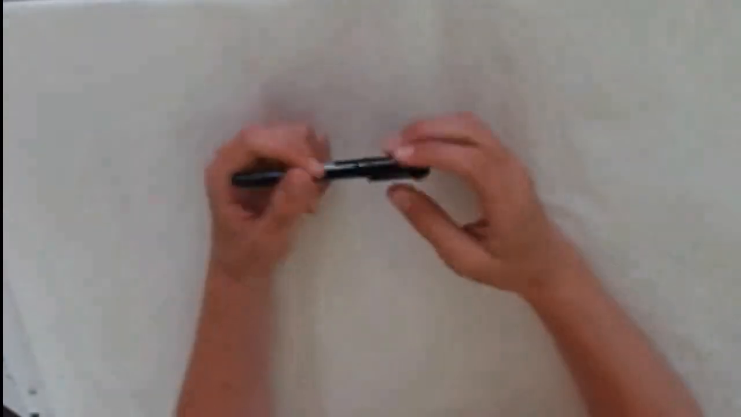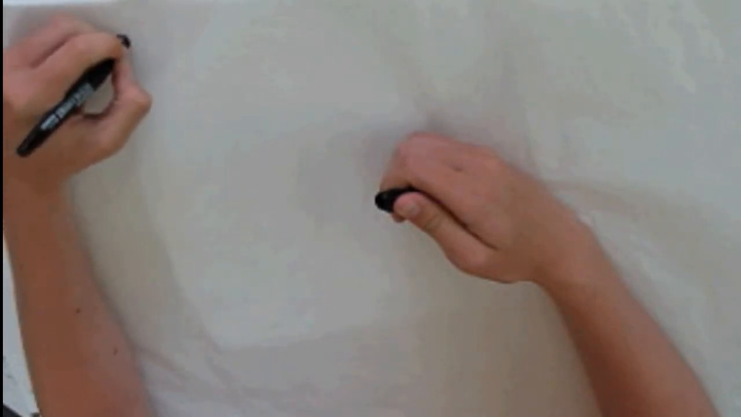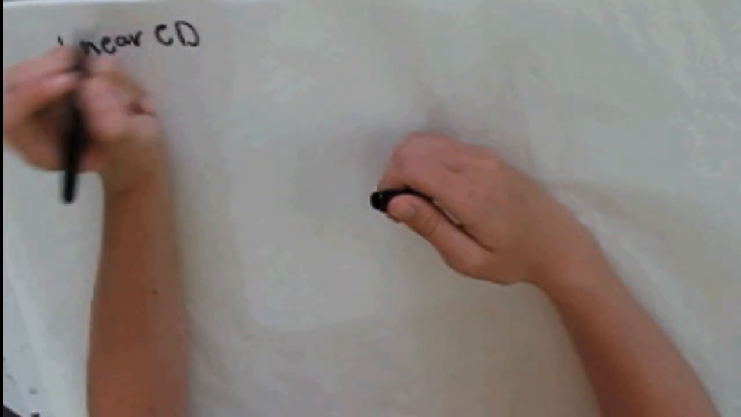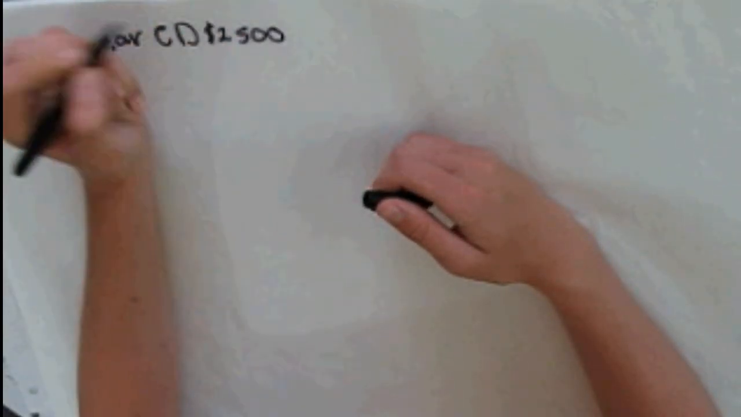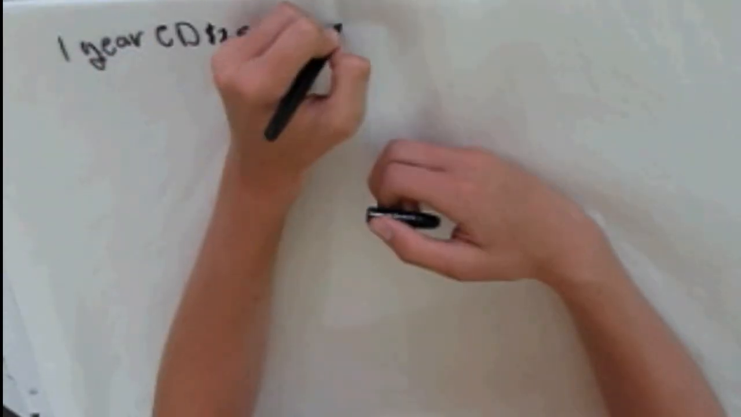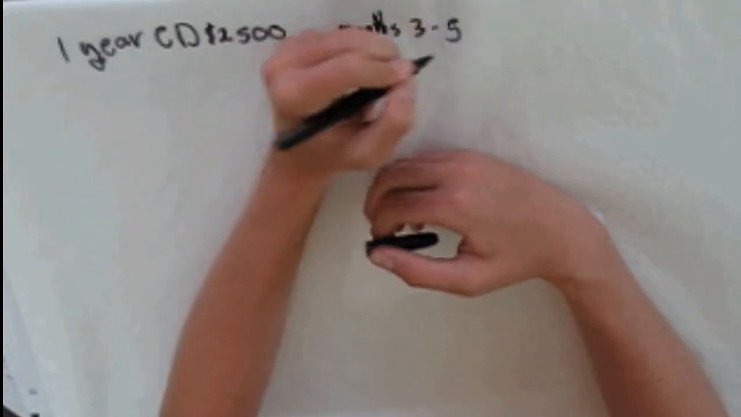So the problem here has to do with something I found in the paper. I went and looked in the paper, and I looked at the banks here, and I looked at the CD rates and their annual percentage yields. And so we're going to use that, and we're going to find out how, if you opened a 1-year CD with $2,500, how much money would you make between months 3 and month 5 of the term?